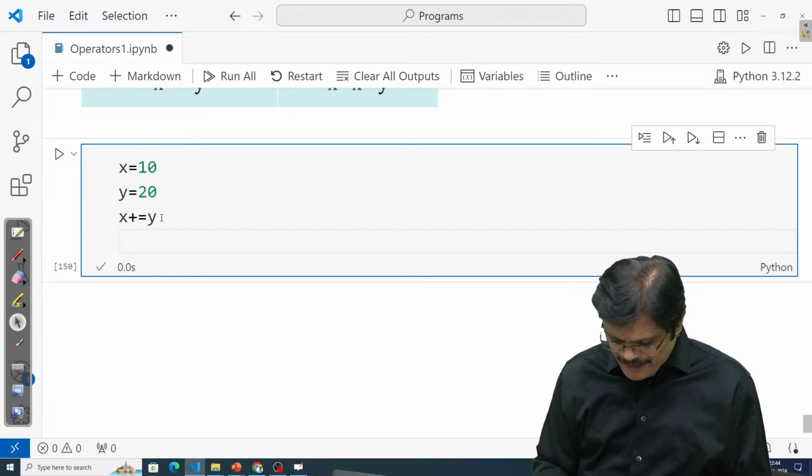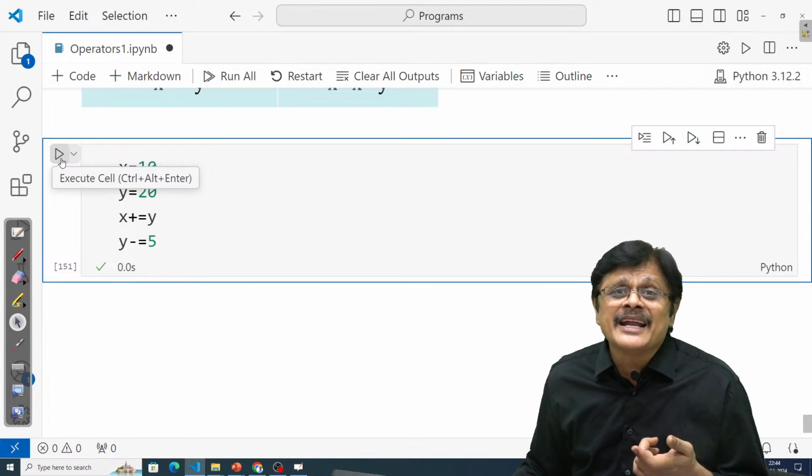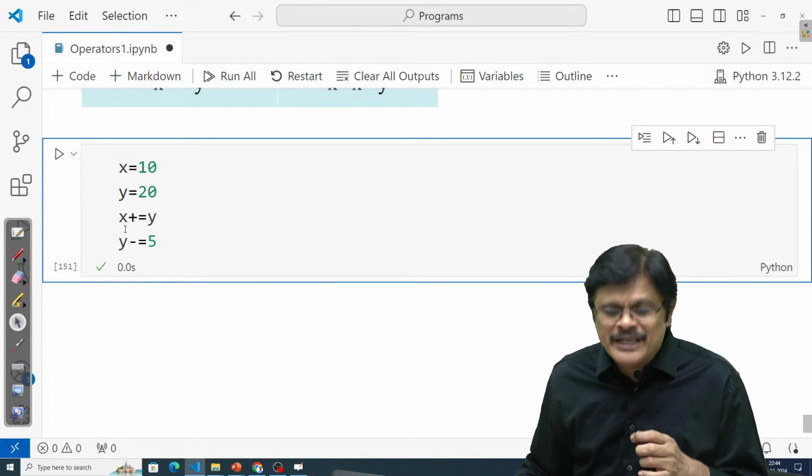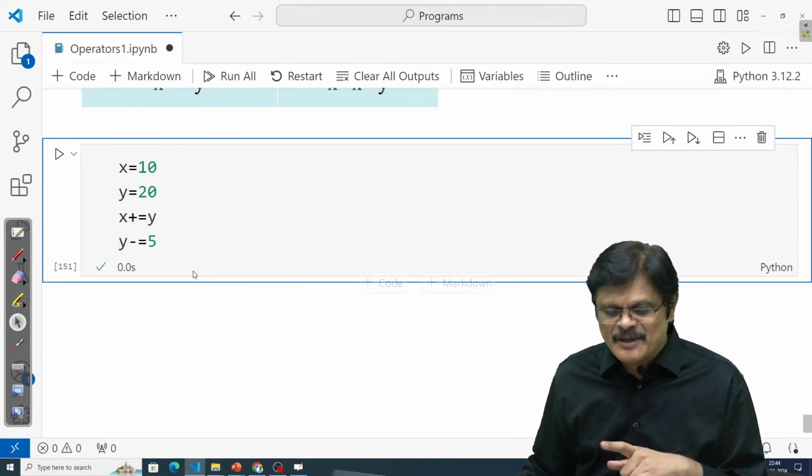Then you want Y -= 5. This can be done separately. Combiningly you cannot do it, my dear friends. You cannot do it combinedly in Python language. In C language, that expression is allowed.